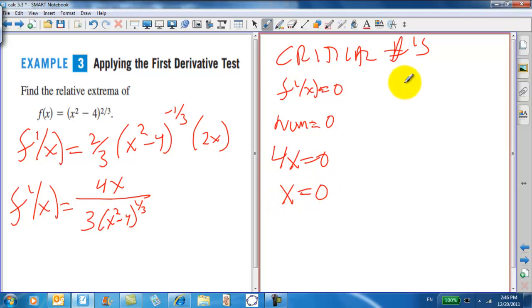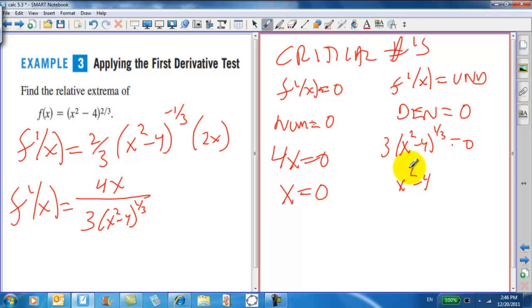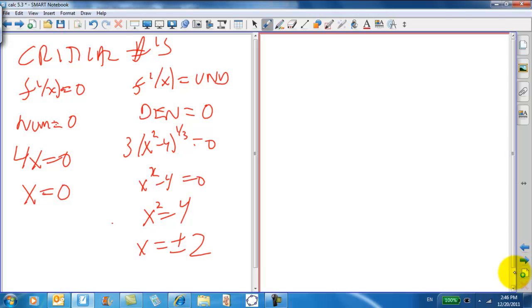So that's one consideration. We can also get critical numbers when the derivative is undefined, and that would be when the denominator of a fraction equals 0. So we set 3 times (x squared minus 4) to the 1/3 equal to 0, and you get x squared minus 4 basically equals 0. So x squared equals 4, x equals plus or minus 2. So we got 3 critical numbers to look at, and they are at negative 2, 0, and positive 2.